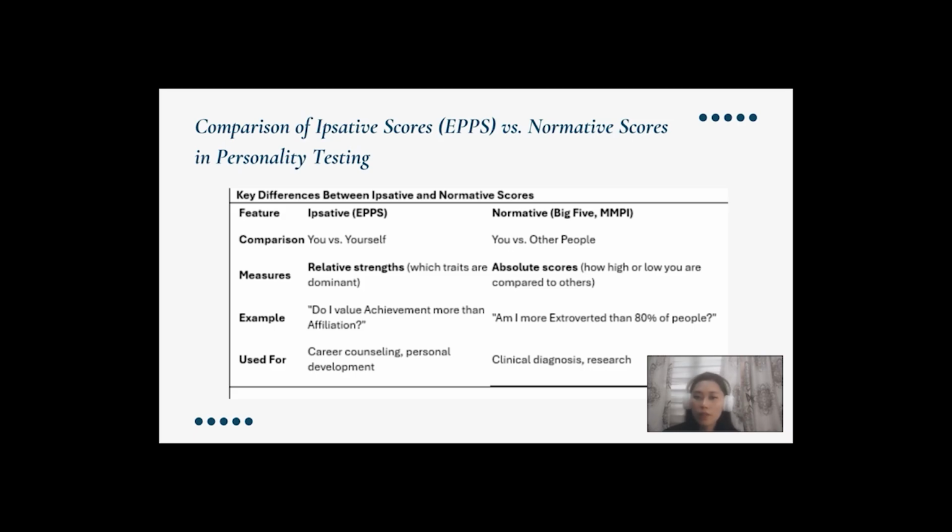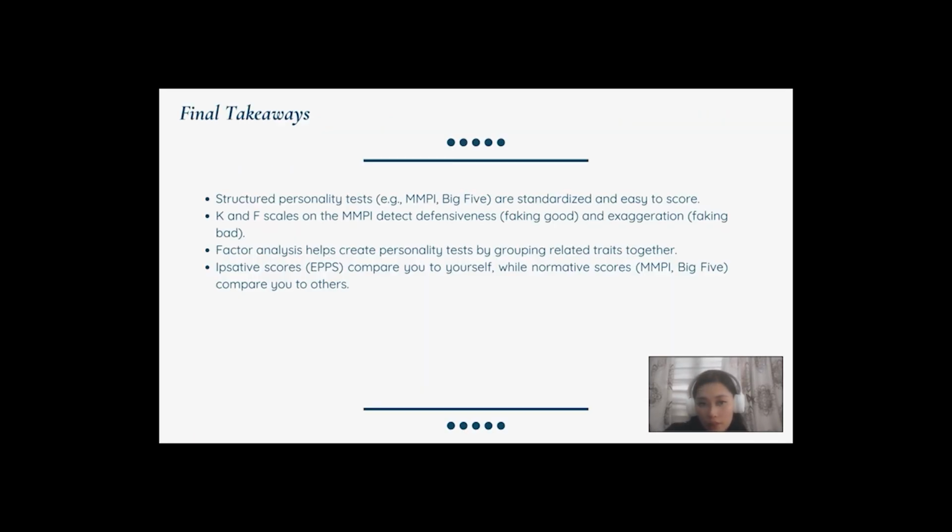Then in terms of choosing a career based on ipsative scores, a person who scores high in achievement but low in social affiliation is likely to enjoy independent careers like scientist, entrepreneur, or lawyer. And a person who scores high in affiliation and low in dominance might thrive in supportive team roles such as counselor, teacher, or nurse. So here are the final takeaways or thoughts.